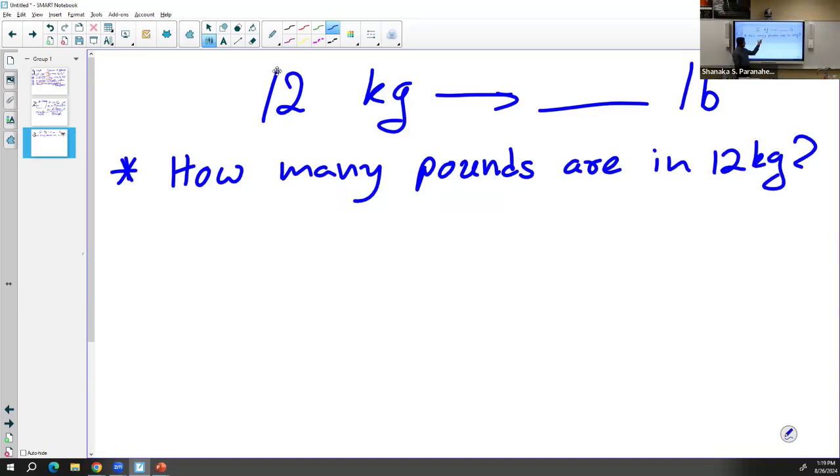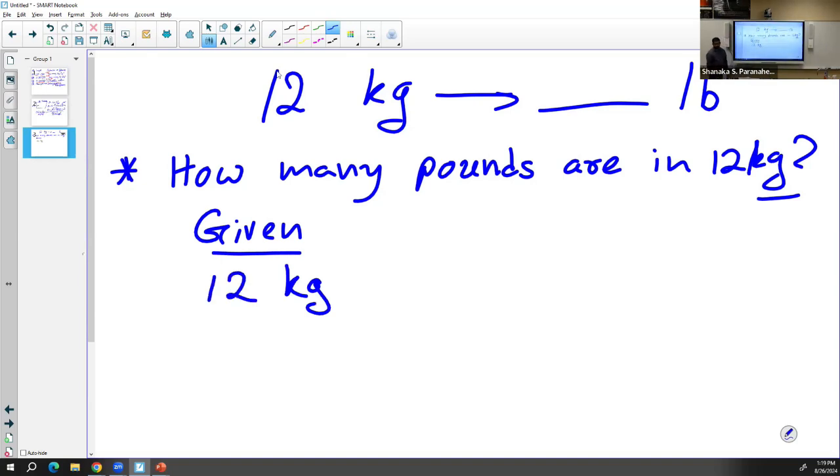Once you read your question, you will be able to identify your given and needed unit. In this question, the given unit is kilograms, and we always have a value to start with that given unit. So it's 12 kilograms. The required is how many pounds? So the need is pounds. Now we are going to find an equation between given and need. Go to slide 76, there's a table, and find an equation between kilograms and lb. What is that equation?